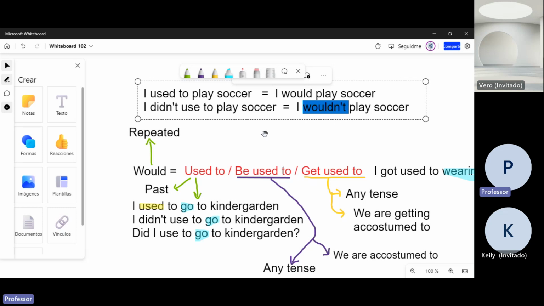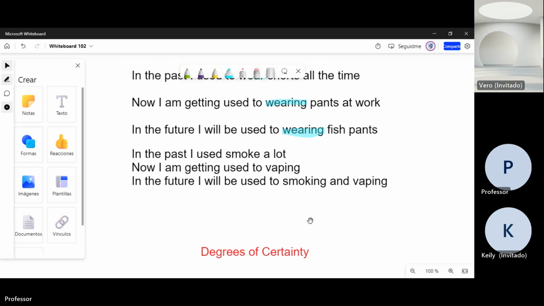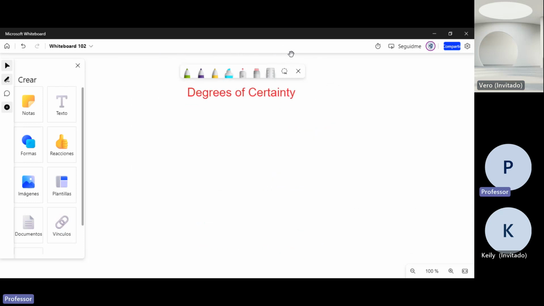So, no questions with this, right? Okay, let's get to the next topic, which is degrees of certainty. What are degrees of certainty? This is the way we express how sure we are of something. How certain we are of something. If something happens and you're thinking, okay, maybe this could be.